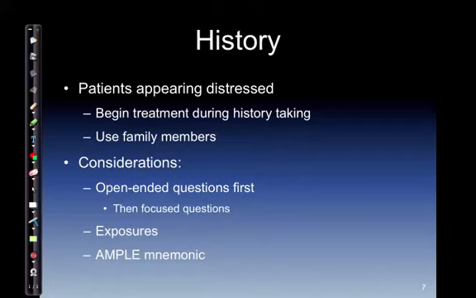Exposures: any kind of new medications that they might be on, any kind of foods that they've eaten, any kind of insect stings. Try to remember the AMPLE mnemonic when going through this. It will help you get through the history questions a lot easier.